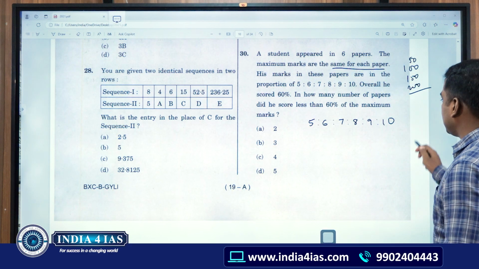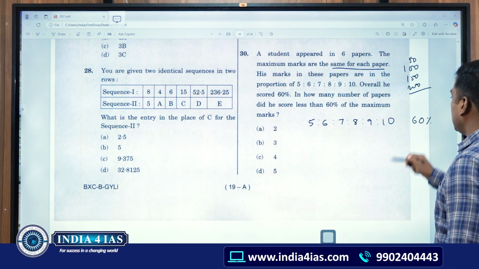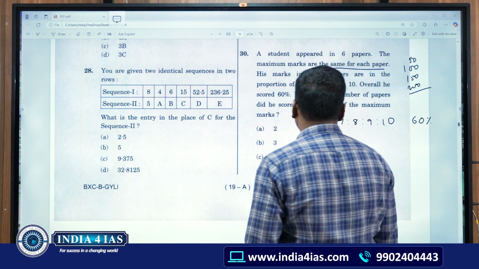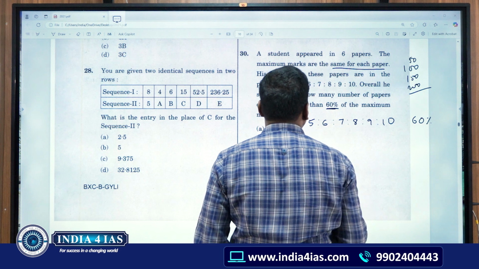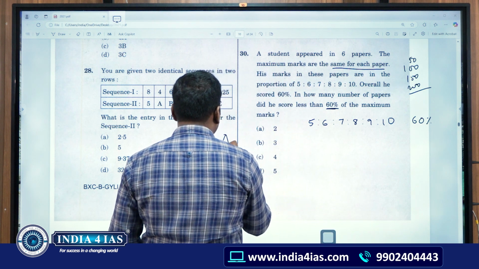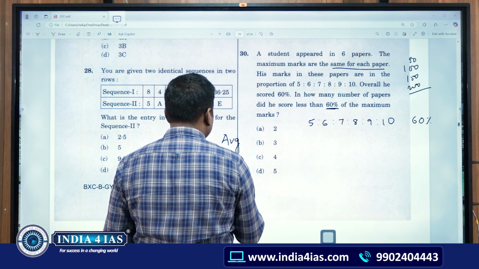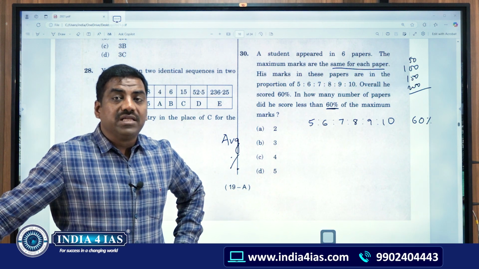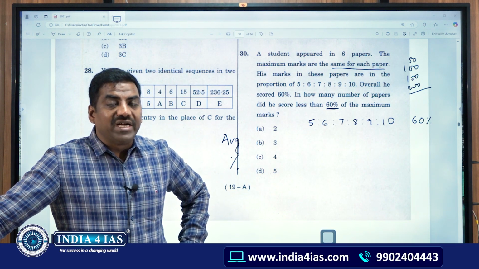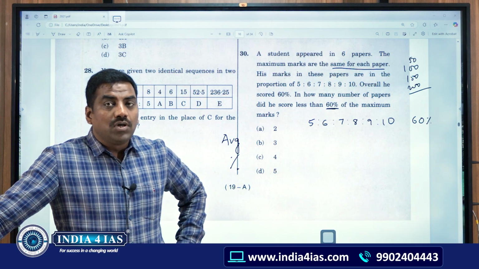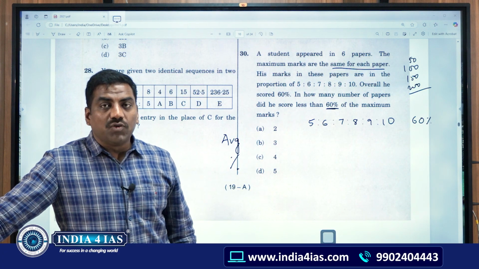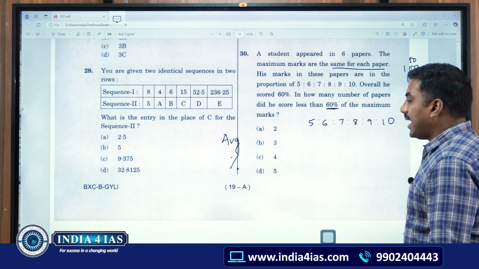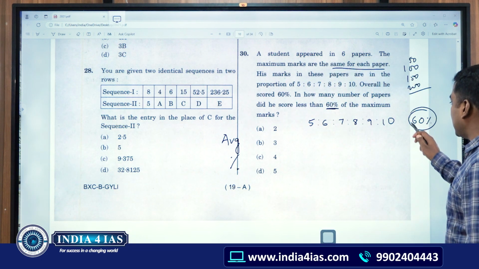Overall he scored 60%. In how many papers did he score less than 60%? Either you calculate the average or the percentage for your marks when the maximum marks are the same. For example, if I take 100 as the maximum marks, they have scored in the ratio 5 is to 6 is to 7 is to 8 is to 9. So I can easily take that 60% is the result.